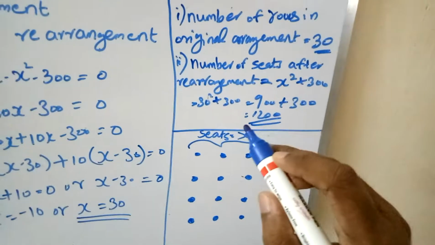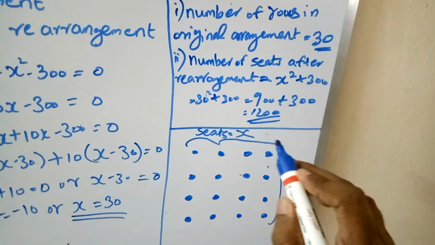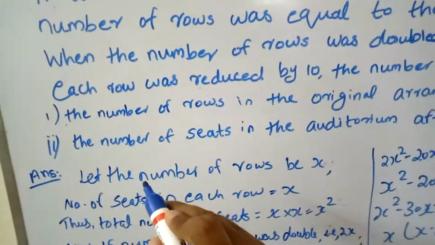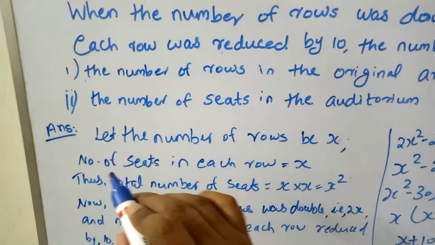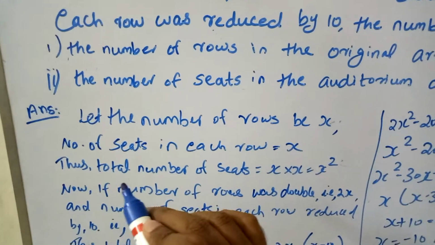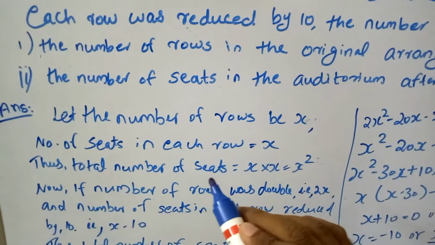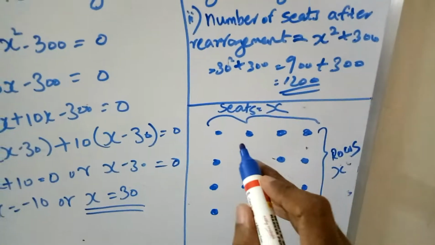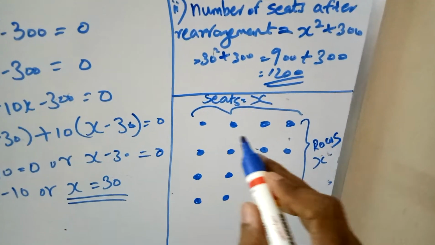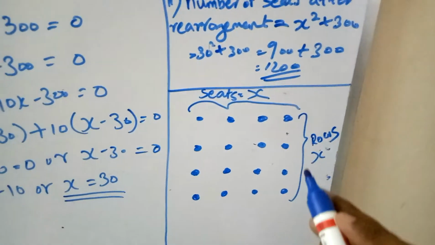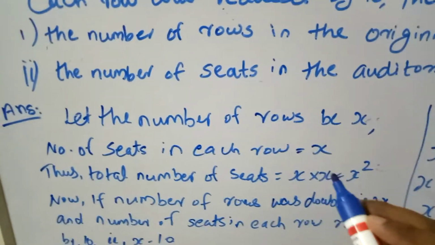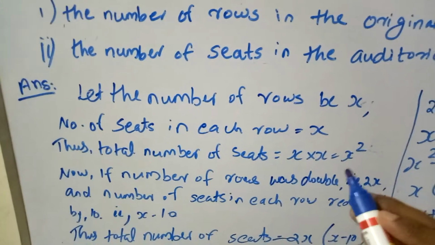So we need to take it as x. The number of seats in each row equals x, and the number of rows is also x. So that is clear. Let the number of rows be x, the number of seats in each row be x, and so the total number of seats equals x into x. How? Here x seats are there in each row and x rows are there, so x into x is x square. That is the total number of seats.